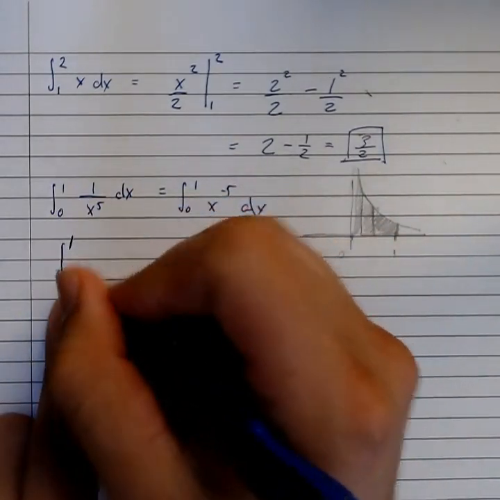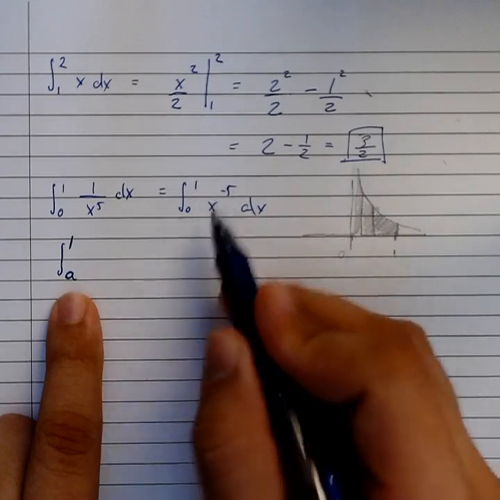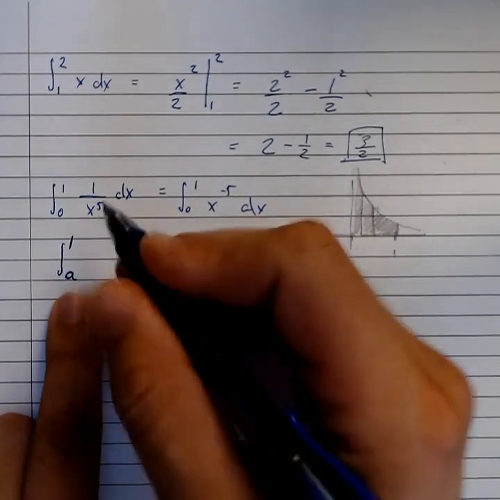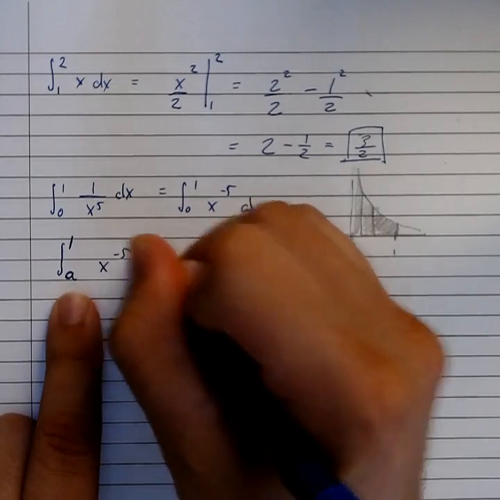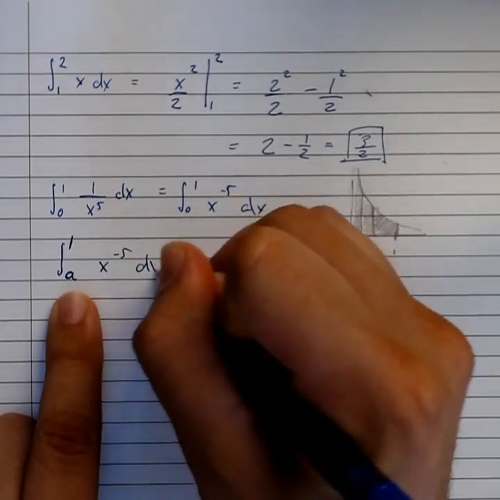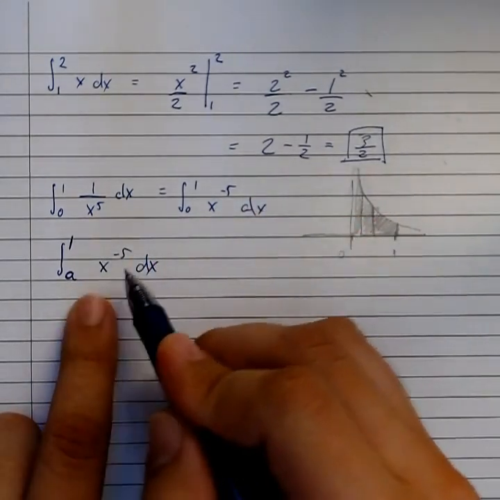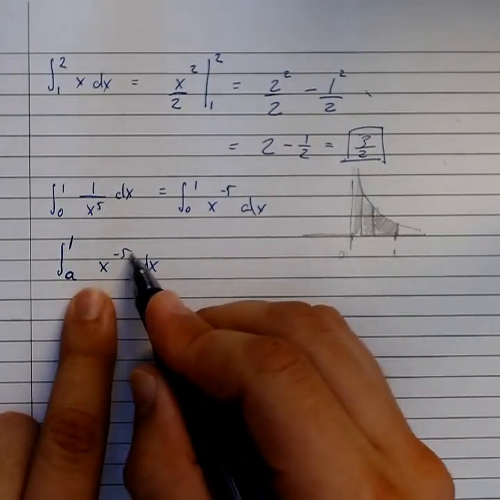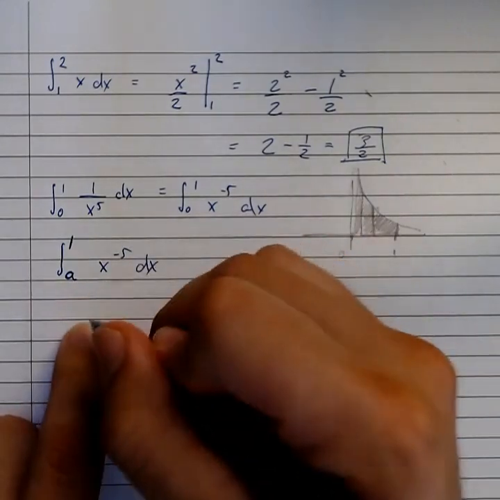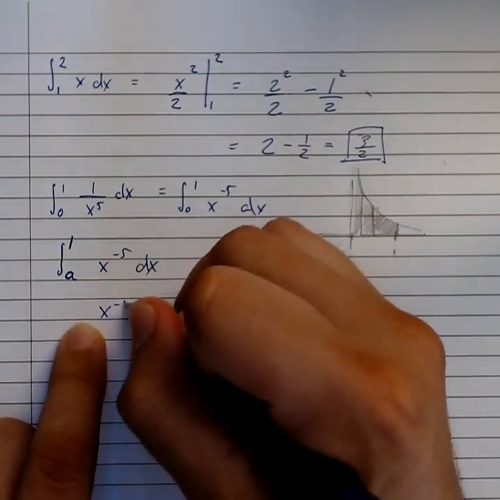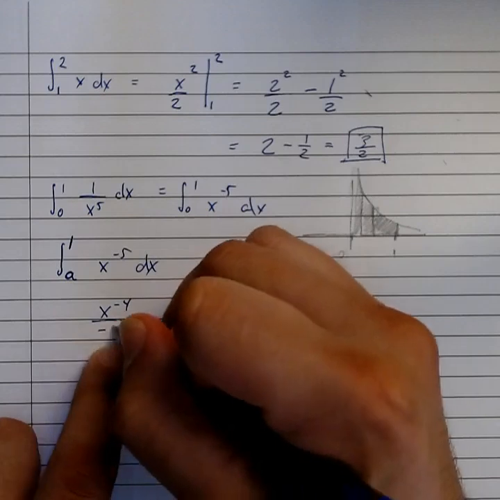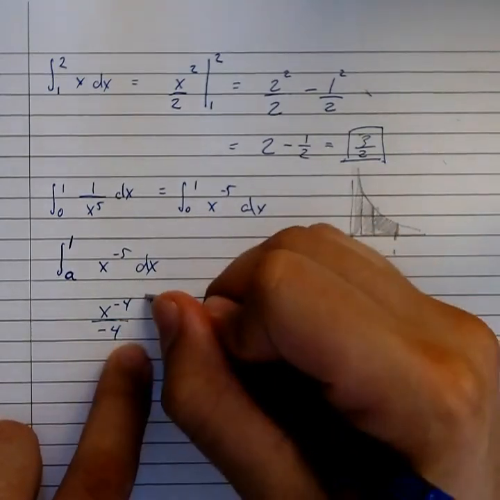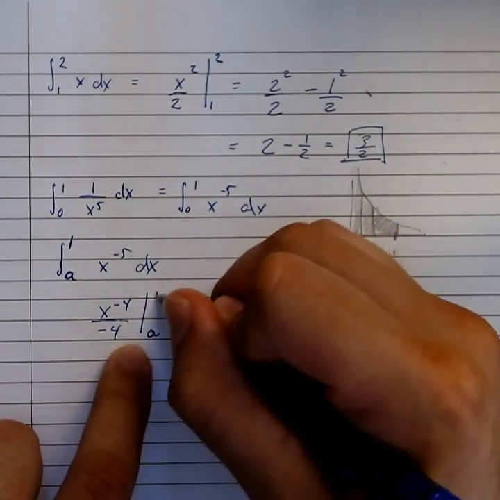So what I want to do is I don't want to take the integral from 0 to 1 of this. I want to take the integral from A to 1 of this. And this I can do. No problem. Okay, so now the fundamental theorem applies. I can add 1 to the power and divide by the new power. So this will give me x to the minus 4 over minus 4. And then I'm going to evaluate this from A up to 1.